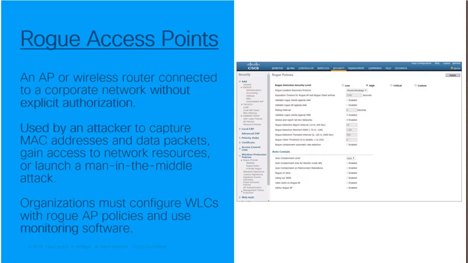Once connected, these rogue APs can be used by an attacker to capture MAC addresses, to capture data packets, and even to gain access to wired network resources. They can be used to launch man-in-the-middle attacks as well. To prevent the installation of these rogue access points, organizations have to configure wireless LAN controllers with rogue AP policies, and they should use monitoring software to actively monitor the radio spectrum for unauthorized access points.